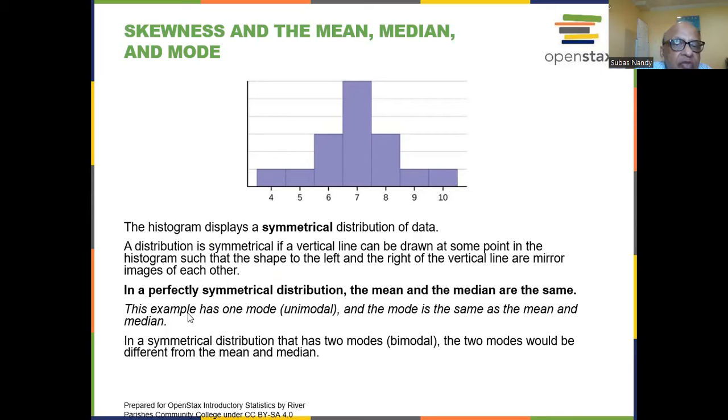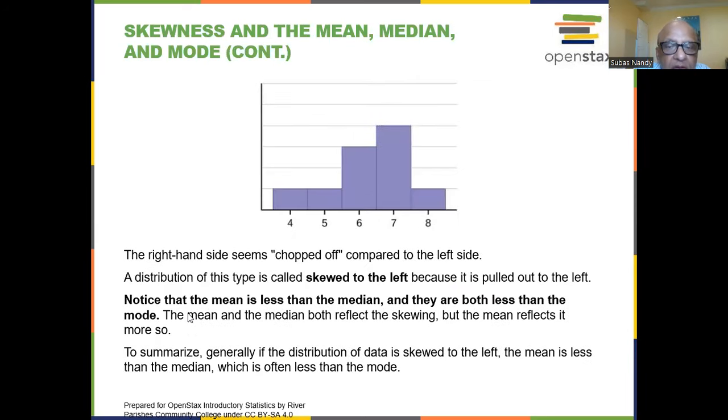That is, the left half of the data is equal to the right half of the data. In a perfectly symmetrical distribution, the mean and median are the same. This example has one mode, unimodal, and the mode is the same as the mean and median. In a symmetrical distribution that has two modes, the two modes would be different from the mean and the median.